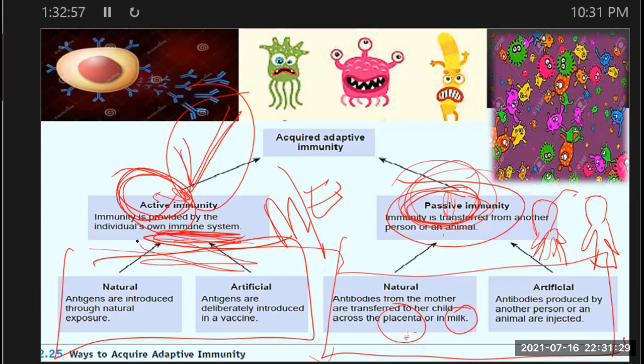Next, we have again active natural immunity, one by one. Acquired adaptive active natural immunity happens through natural exposure to an antigen, such as a disease-causing microorganism, and can cause an individual's immune system to mount an adaptive immune response against the antigen and achieve active natural immunity.